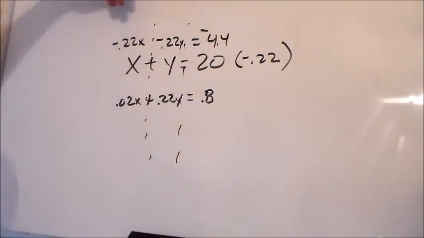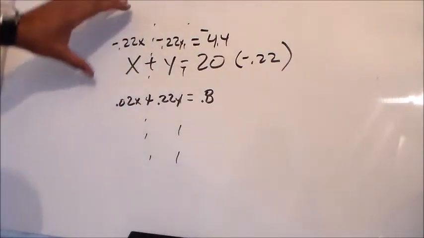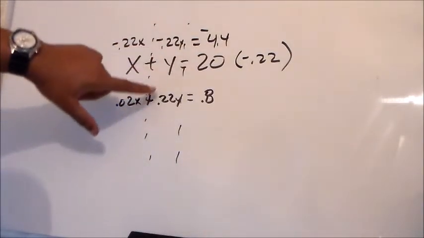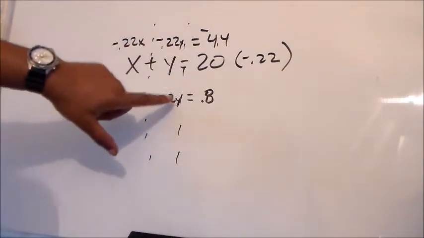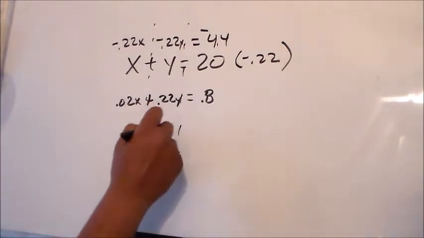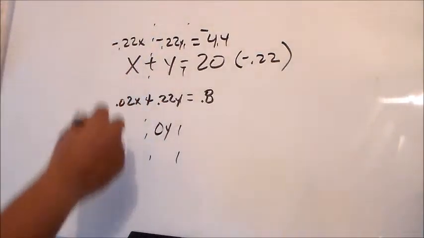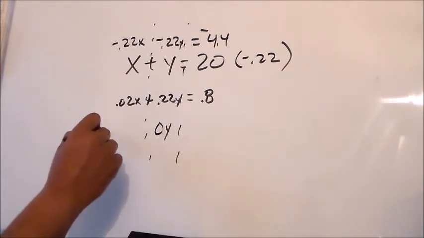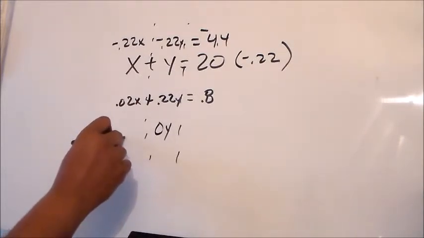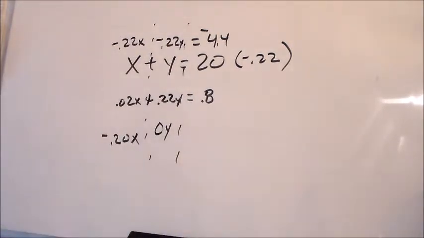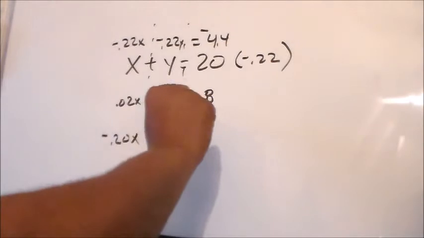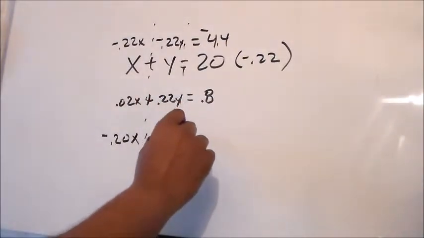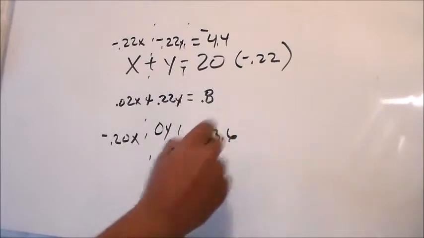So when I add downward, like I said, I wanted to isolate the x to find x. I will know that negative 0.22y and positive 0.22y cancel out, so they give me 0y. When I add down here, I'm going to get negative 0.20x. And then when I add downward, negative 4.4 and a positive 8 is going to give me negative 3.6.